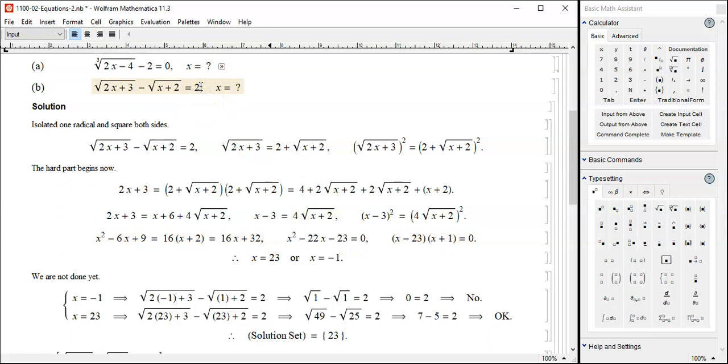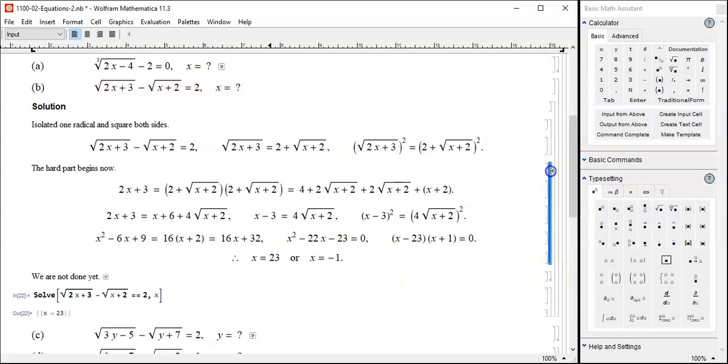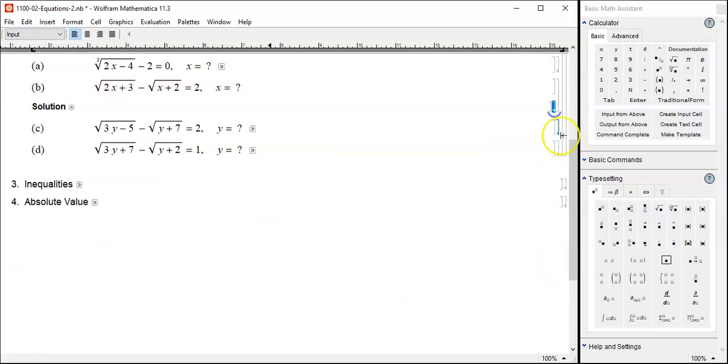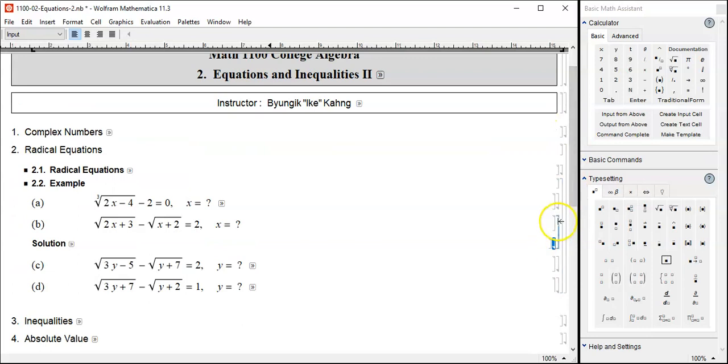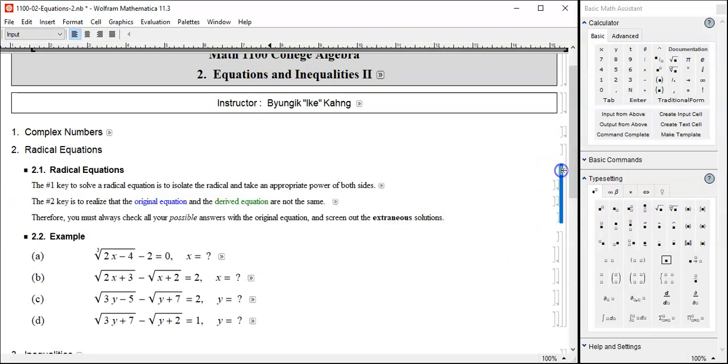So you have to check your answer. We have two candidates, x equals 23, x equals -1. Go back and check them both, and we end up with only one of them correct. That's very, very typical for radical equations. As a matter of fact, here's a summary.